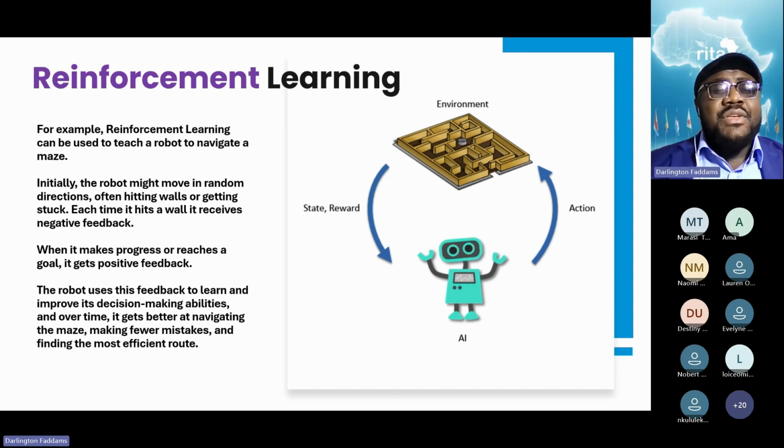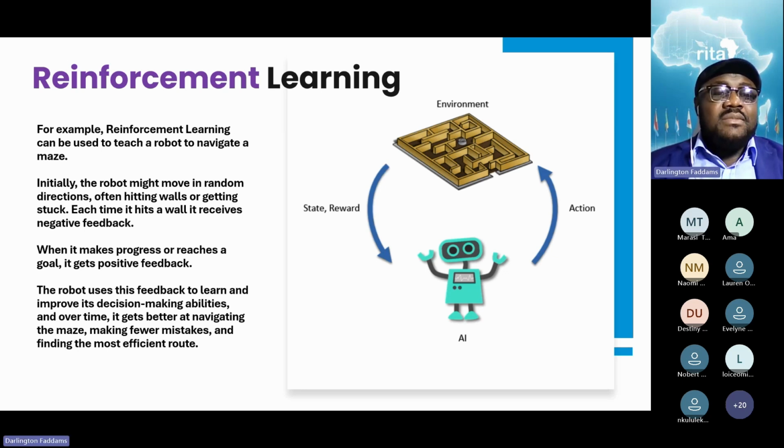Reinforcement learning can be used to teach a robot to navigate a maze. If you look at this picture here, you see there's a maze that a robot, or the agent, is supposed to navigate. Initially, the robot might move in random directions. All right. Please listen to this carefully because some of you are going to get jobs in robotics companies and you are going to be faced with this. I'm just telling you. So listen to this part.